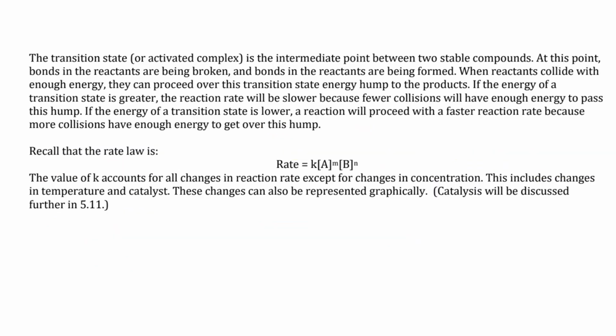The transition state or activated complex is the intermediate point between two stable compounds. At this point, the bonds are being broken and formed at the same time. When molecules collide with enough energy, the activation energy, they can proceed over to the transition state. If the energy of the transition state is greater, the reaction rate will be slower because fewer collisions will have enough energy to pass this hump.